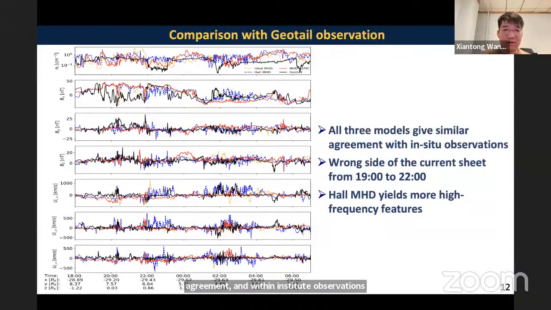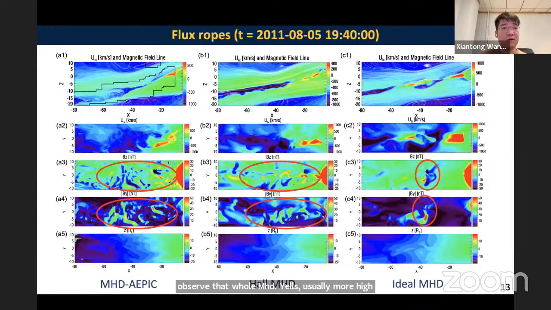Unfortunately, we captured the wrong side of the current sheet from 19 to 22 hours. And we also observed that Hall MHD usually yields more high frequency features that are not that realistic compared to the observation. And then we analyzed the flux rope features from 3 different models.